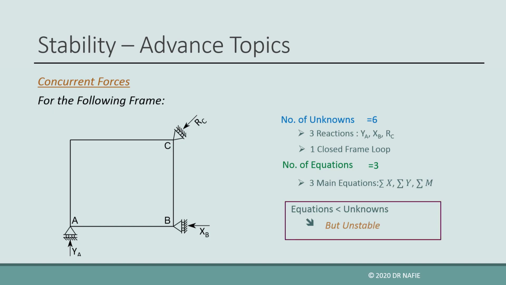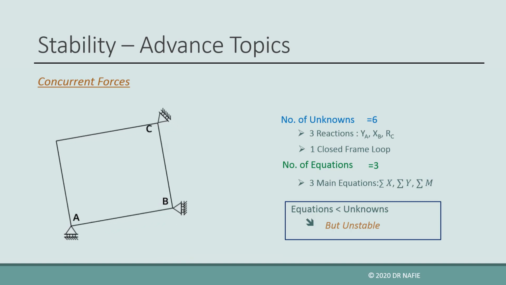Let us investigate the reasons for this instability. By taking a closer look at the reactions, we will discover that all the reactions are concurrent and will all meet at point A. Therefore, these reactions will not be able to resist any force that is trying to rotate the frame around point A. This can be confirmed by the shown instability mechanism.